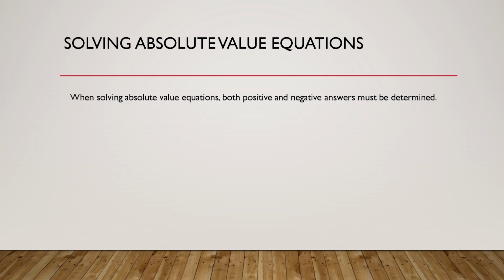When solving absolute value equations, both positive and negative answers must be determined. If the absolute value of x equals a, then either x equals a or x equals negative a. For example, if the absolute value of x equals 5, then x equals 5 or x equals negative 5. The absolute value function also dictates that the result will never be a negative number. Therefore, the absolute value of x equals negative 10 results in the null set.